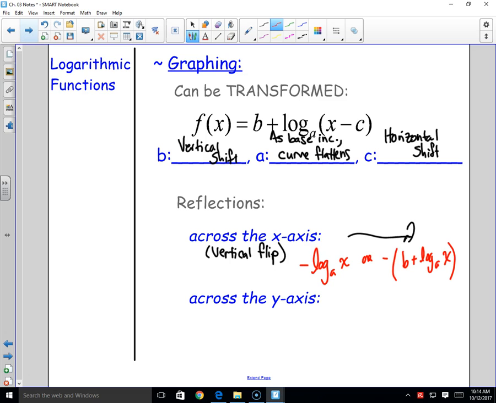But either way, that negative would still come in and would flip. Across the y-axis, remember, you can always think of it as graphing the y, flipping across the y, folding on the y. What kind of flip would that be? Horizontal.